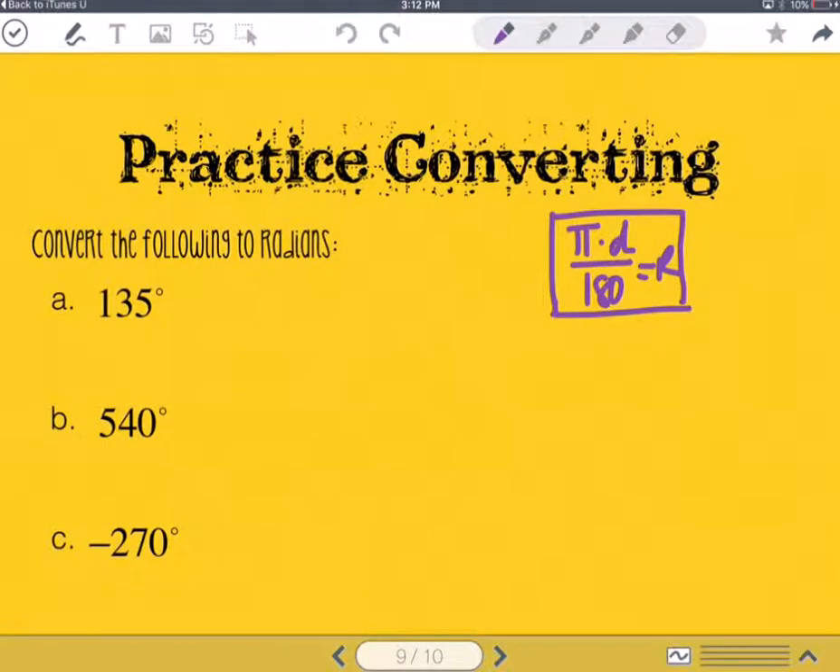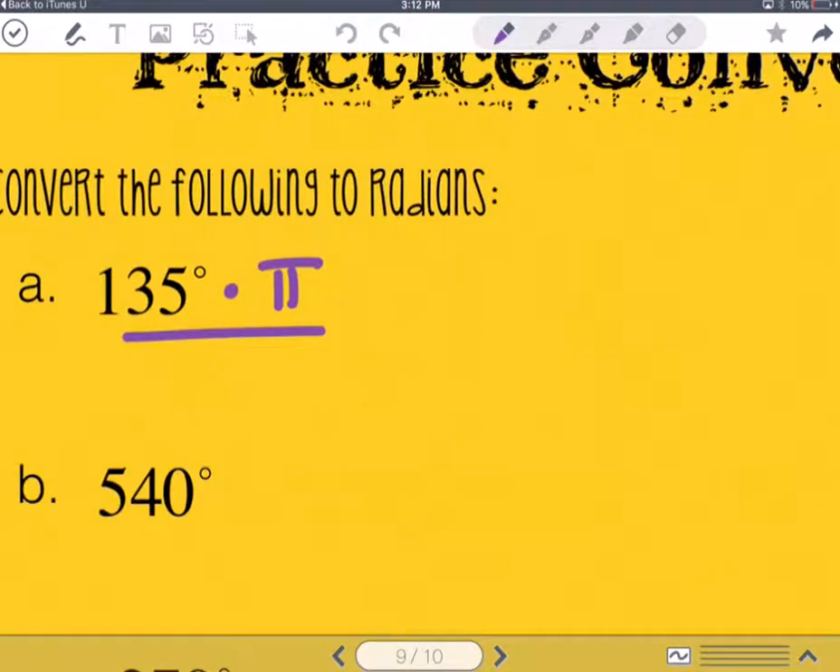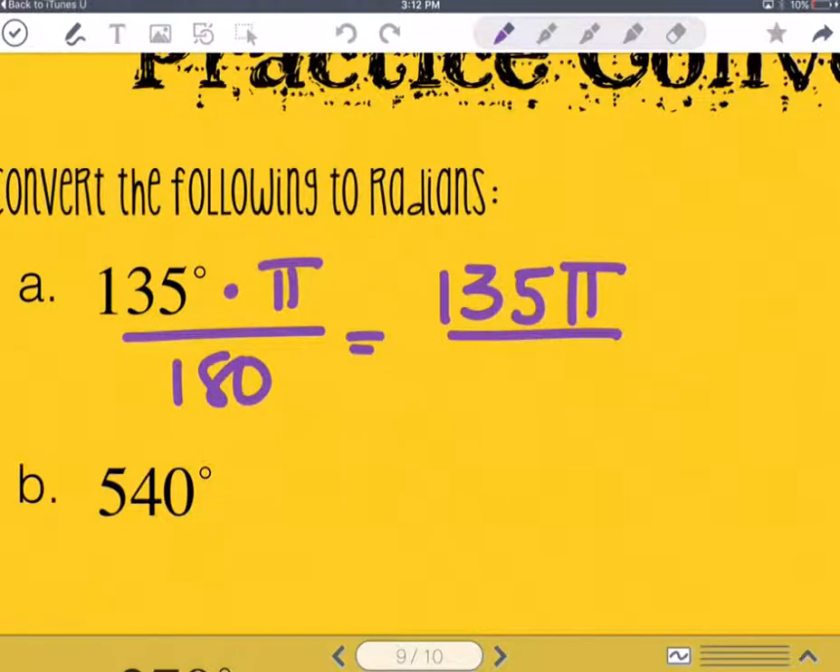So what I'm going to do now is I'm going to do this times pi all over 180 equals. So I'm going to leave the pi out. I'm not going to actually multiply this top here. I am, however, going to reduce 135 over 180.